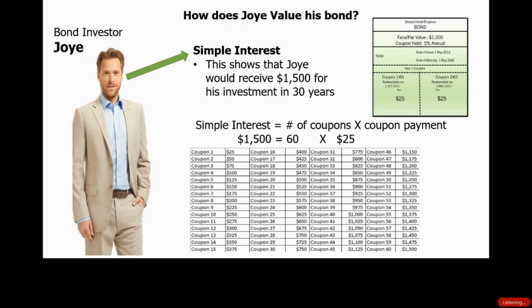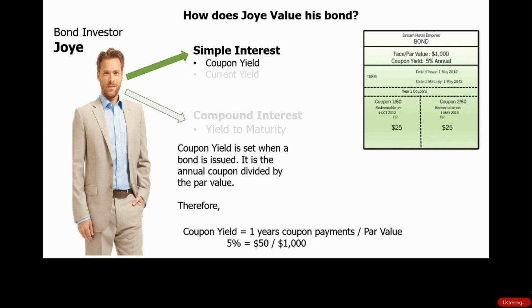When we talk about the coupon yield, under simple interest, the coupon yield is nothing more than taking 1 year's worth of coupon payments, which is $50, and dividing that by the par value. You are always going to divide all the coupons for 1 year by the par value, and that's going to give you your coupon yield, which is 5%. And that's all there is to coupon yield. It's that simple.